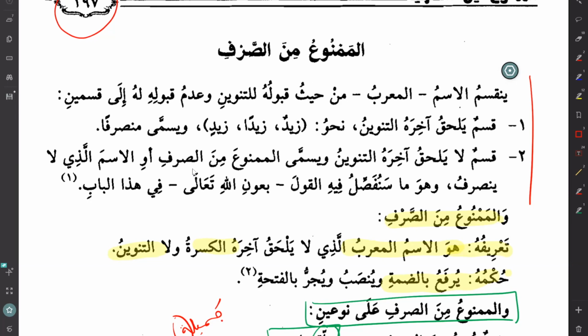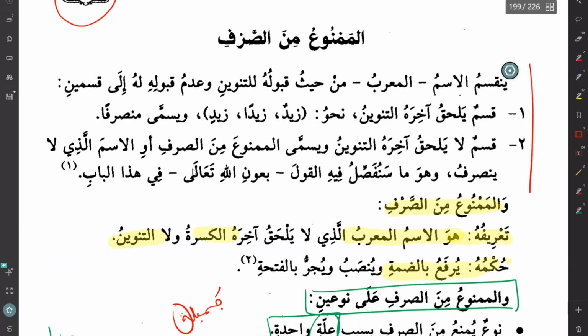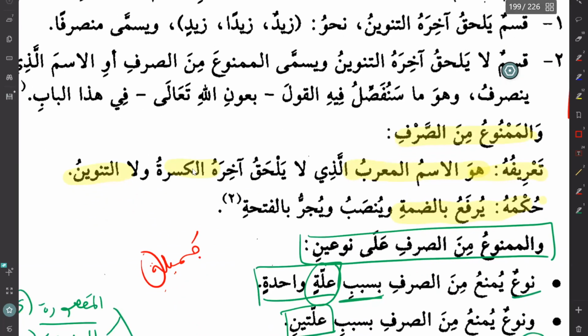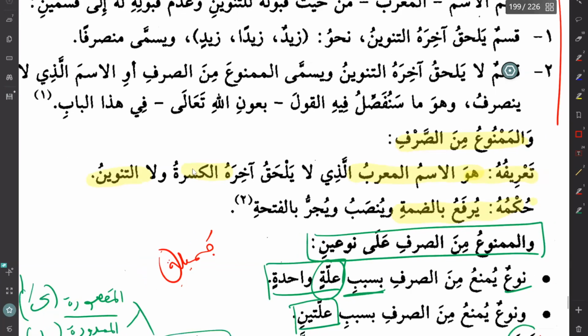And we said that everything is asal except that in the place of kasra, we put a fatha. Okay, so this is the hukum. So that is the first thing.